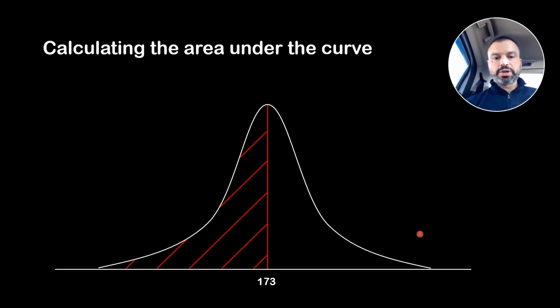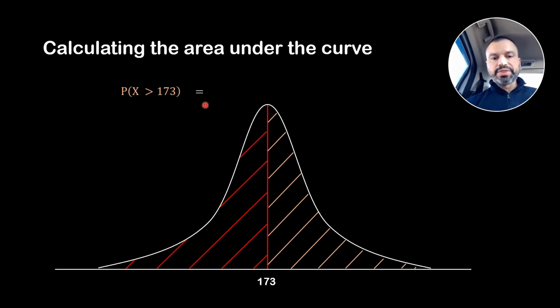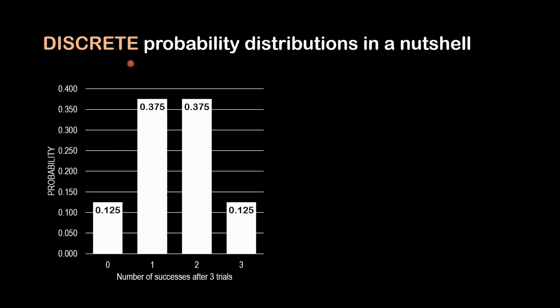We know that the total area under the curve is 1. So we need to subtract the red hatched probability from 1. And that will give us the area under the curve to the right of the average height. So the brown hatched area is equal to 1 minus the red hatched area. And that's how we calculate probabilities when using continuous probability distributions. So let's recap real quick.